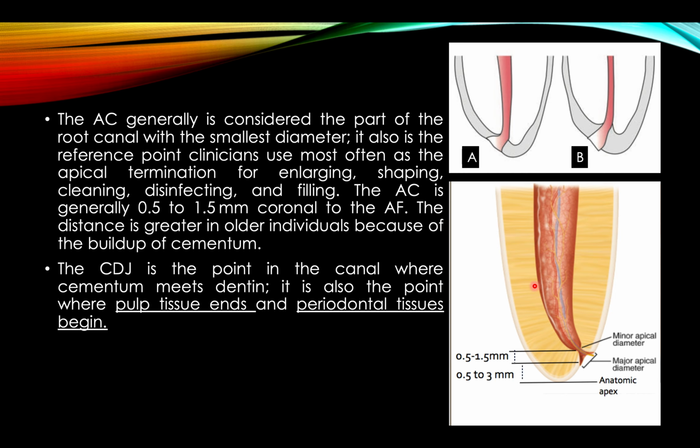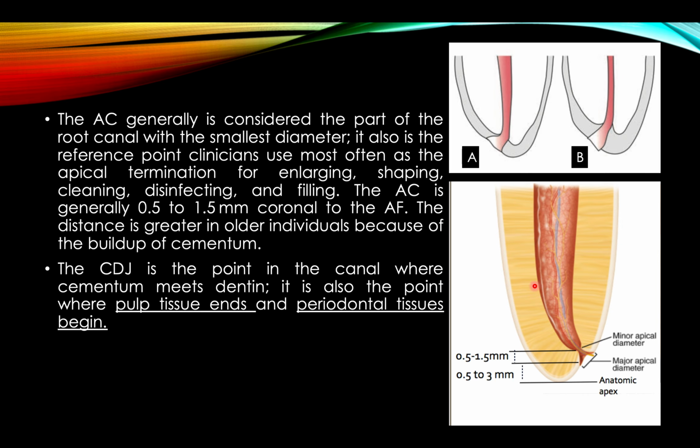It also acts as a natural barrier or a stop point for our irrigant material. The materials that we use to disinfect the pulp space will not extrude outside because the apical constriction is very small.